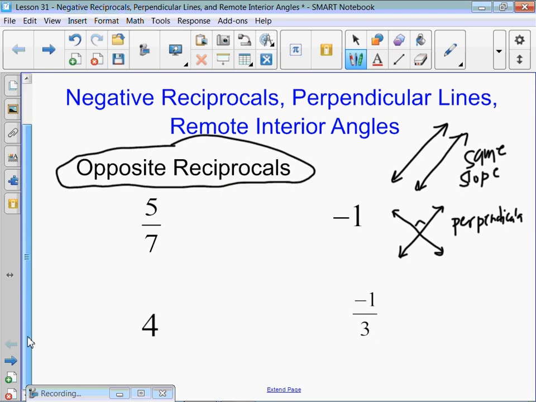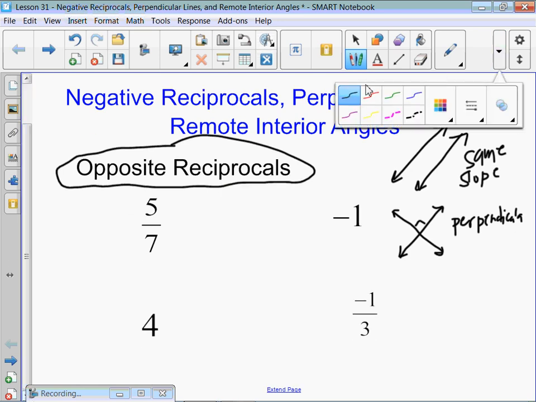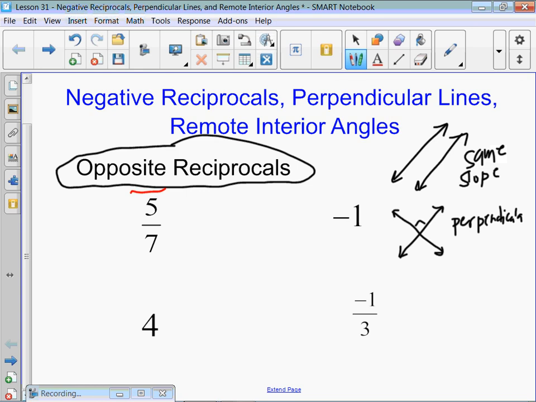So what does that look like? I have positive 5/7. Let's say that this was the slope of the first line given. Opposite and reciprocal. Raise your hand if you can tell me what the perpendicular slope would be. Ryan? Negative 7/5. All right, so it was positive, it went negative, and I flipped it. Do you have your notes?